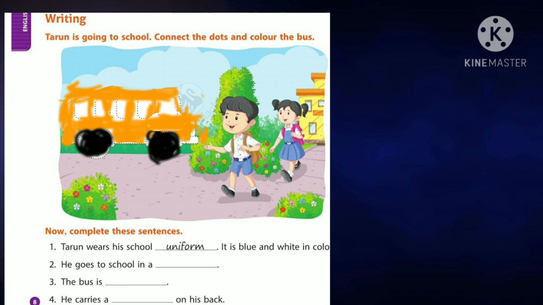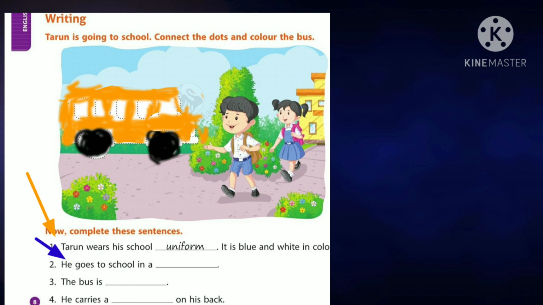After that, below you can see some sentences. You have to fill the sentence. Complete these sentences. First one. First, Tarun wears his school dash. Tarun wears his school uniform. It is blue and white in color. It is already given.